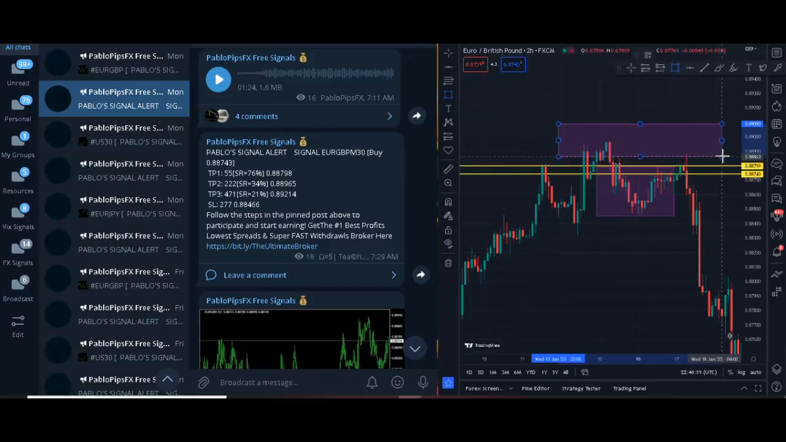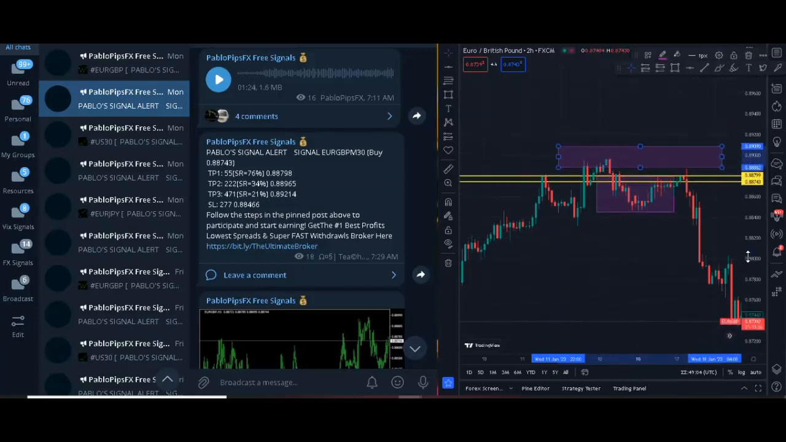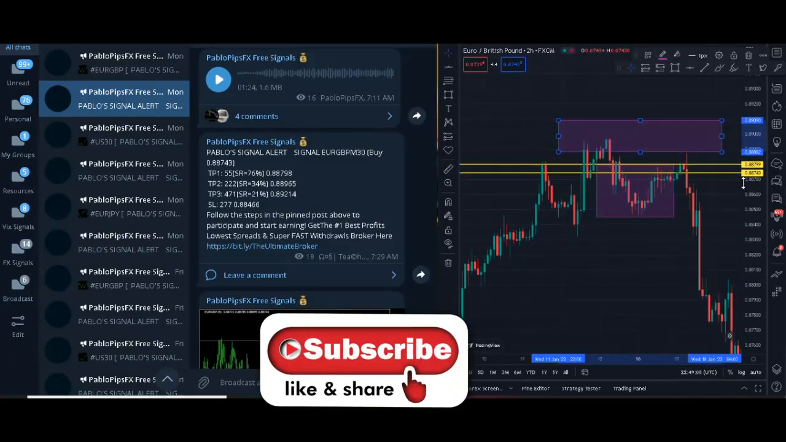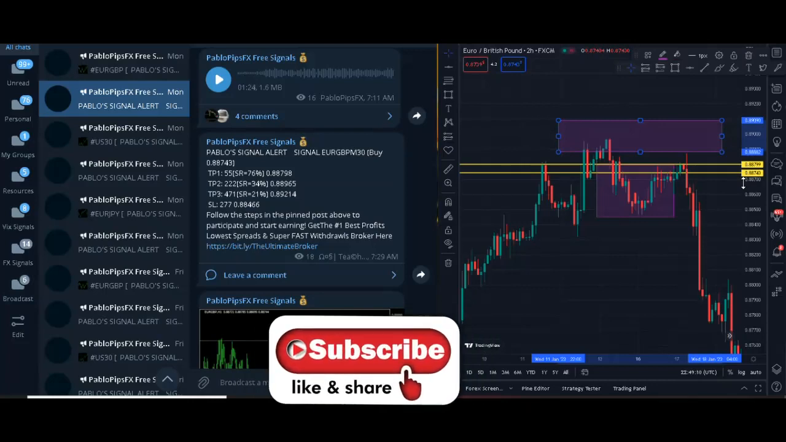All right, but ultimately this bad boy wants to go back down to go back up. But that's just how it is. So we were able to secure some profits there at TP1. Of course, following the risk management rules in our Telegram that we provide, you would be securing profits for sure.